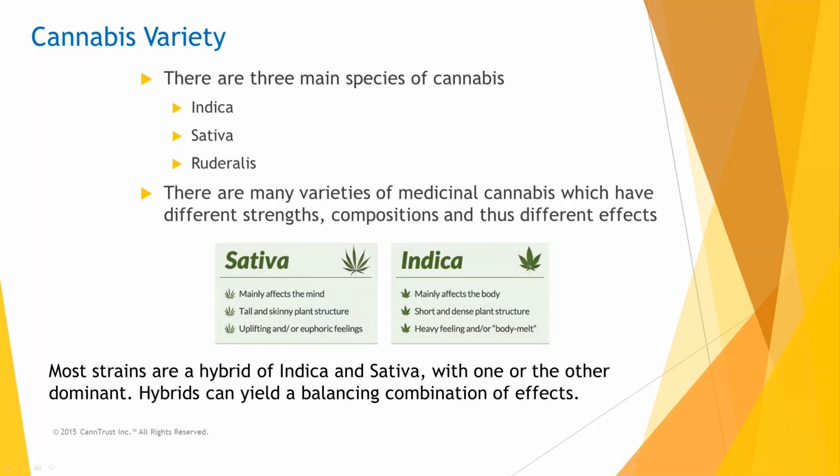And hybrids are the combination of these two different varieties. Most strains are hybrids of indica and sativa with one or the other dominant. Hybrids can yield a balancing combination of medical use and effects. Hybrid strains can potentially produce effects that are typically associated with either indica or sativa strains. Next slide.